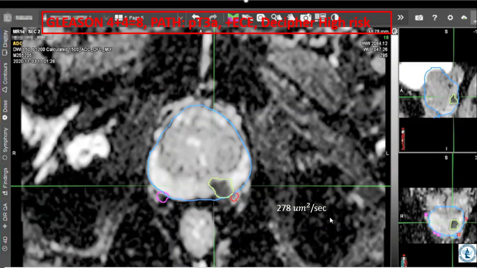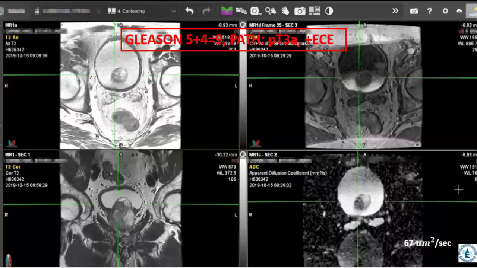In this third example, again, we have another left peripheral zone posterior lesion with an ADC value of 278 that corresponds to at least a 4 plus 3 equals 8 with extracapsular extension and a high Decipher risk. And lastly, at least a 5 plus 4 equals 9 T3 disease with extracapsular extension.